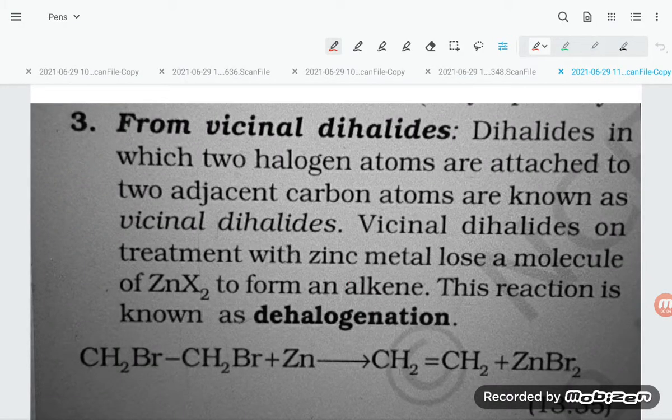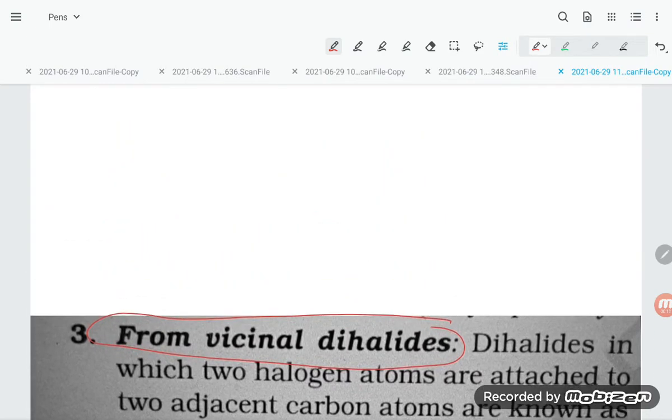Preparation of alkene from vicinal dihalide, right student? So we are going to prepare the alkenes from the vicinal dihalide. First of all, let us try to understand what is vicinal dihalide.